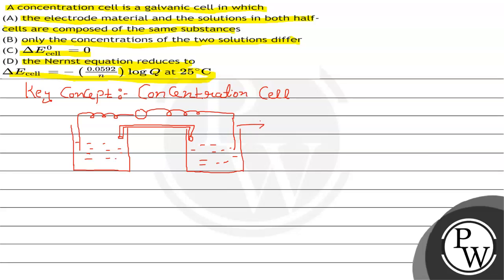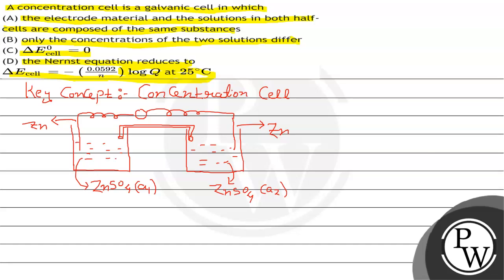So this electrode, suppose, is zinc. In case of a concentration cell, this electrode will also be zinc, means of the same substance. The electrolytic solution will be, suppose, ZnSO4. Here also ZnSO4. The only difference is in their activity. Here the activity, suppose, is A1, here the activity is A2. You can say activity or concentration. Activity or concentration will be different.